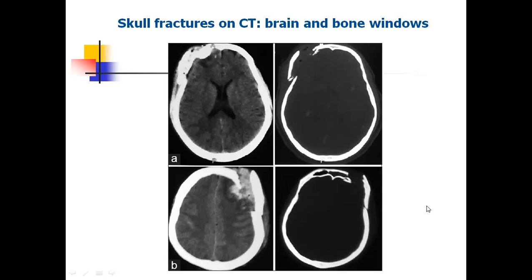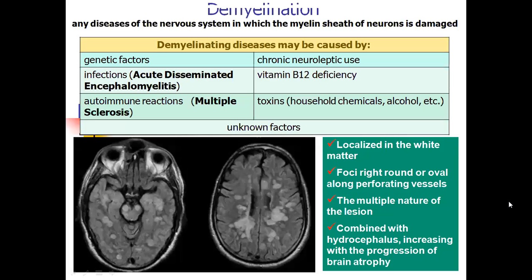Hematomas and edema may be seen only in the brain window if we perform CT to confirm a skull fracture. Demyelination: any disease of the nervous system in which the myelin sheath of nerves is damaged.